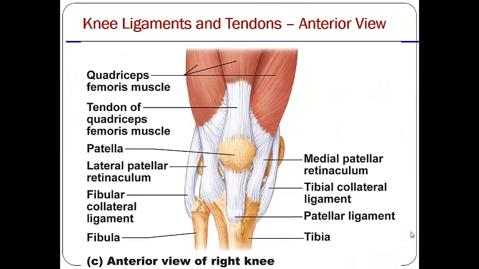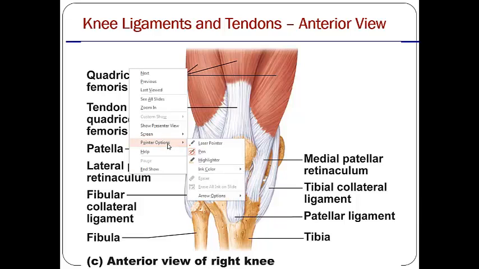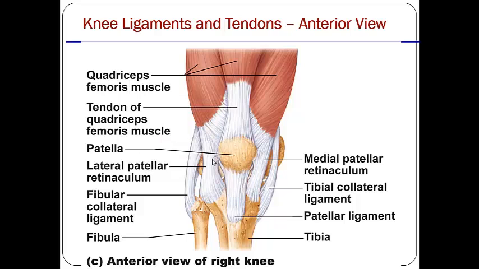This next slide is showing an anterior view of the knee and some of the important structures that you're responsible for. And you don't need to know the retinaculum, but you should know the quadriceps femoris muscle. You're going to have to learn this when we get to chapter 10. But the quadriceps femoris muscle is really a group of several muscles. A tendon, again, remember, is attaching a muscle, as you can see here, to a bone. So you need to know the difference between a tendon and a ligament.